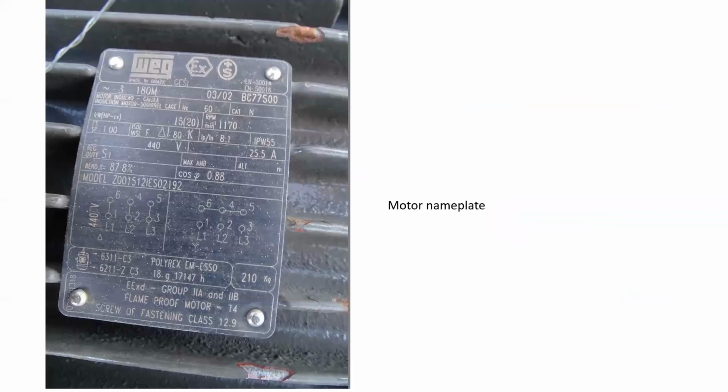or labels of equipment that could be installed in a Zone 1 location. Here's some example of a motor nameplate, and you'll notice that it even has information on it regarding the EEX. So there's explosion-proof, D, flame-proof groups. Those are the gas groupings that it is acceptable to be used in.